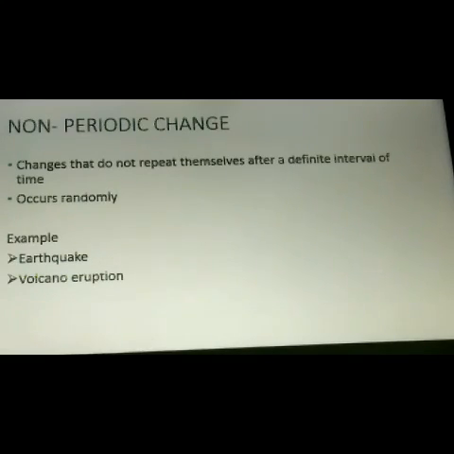For example, you may say eruption of volcano, or occurrence of an earthquake, or striking of lightning flash across the sky during a thunderstorm, running of a batsman between the wickets, and movement of legs while dancing. They are all examples for non-periodic change, which means it can't repeat themselves after a particular interval of time. That is said to be the non-periodic changes.